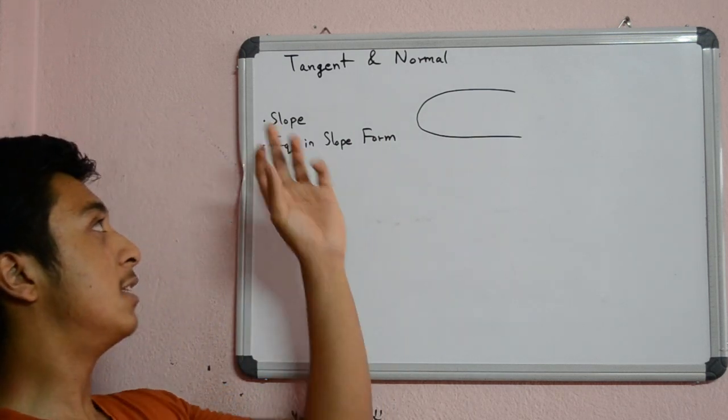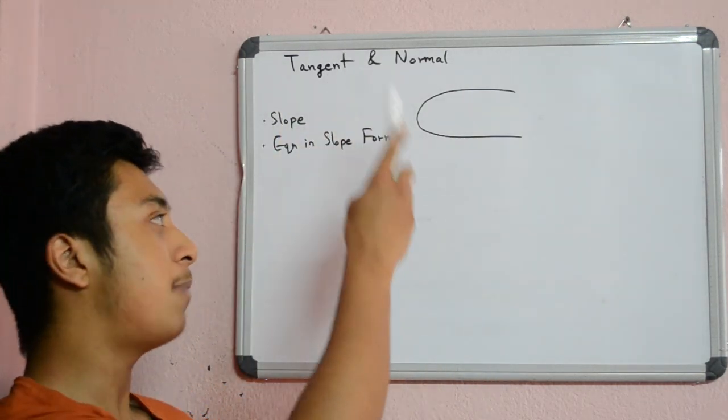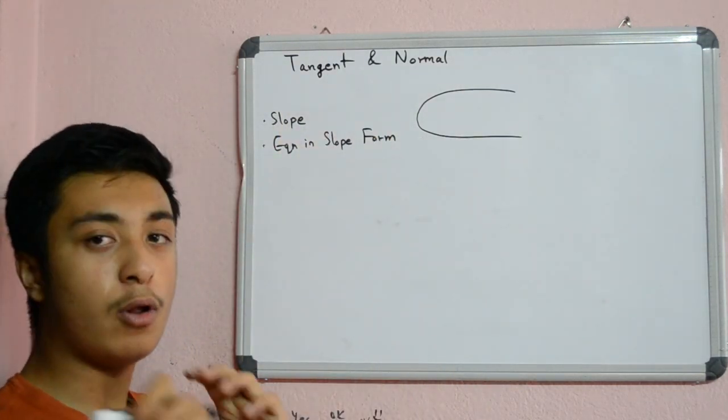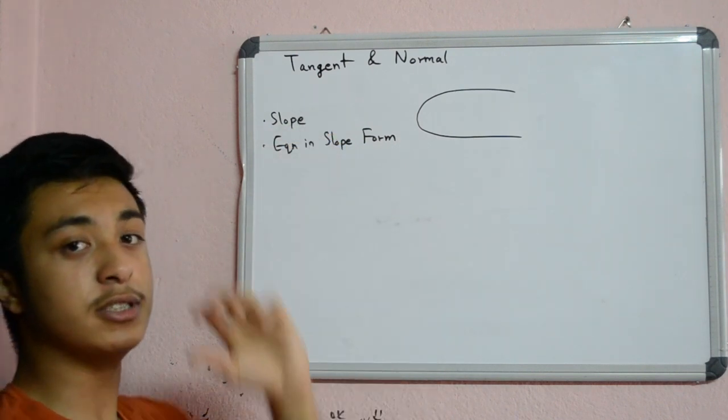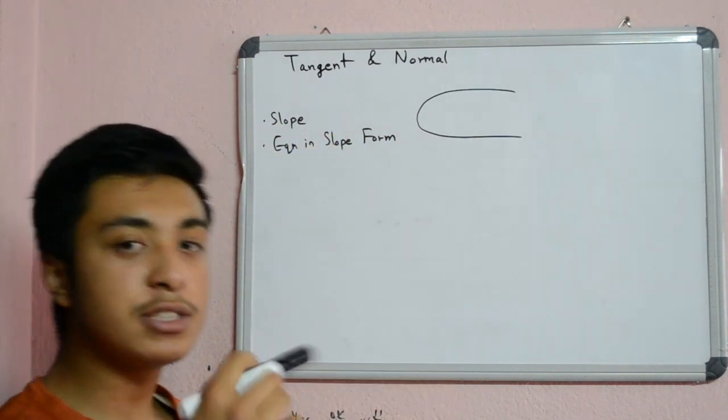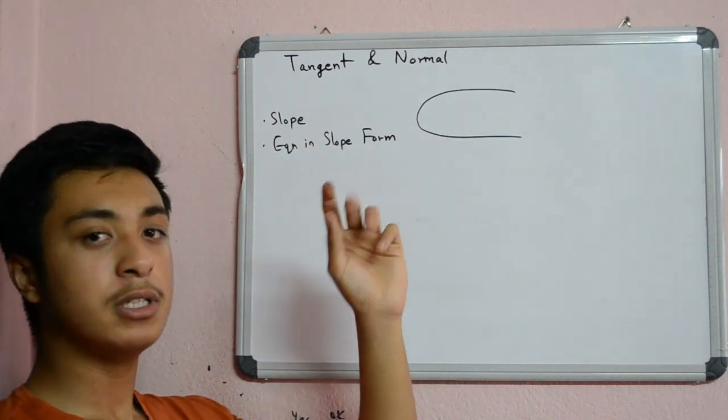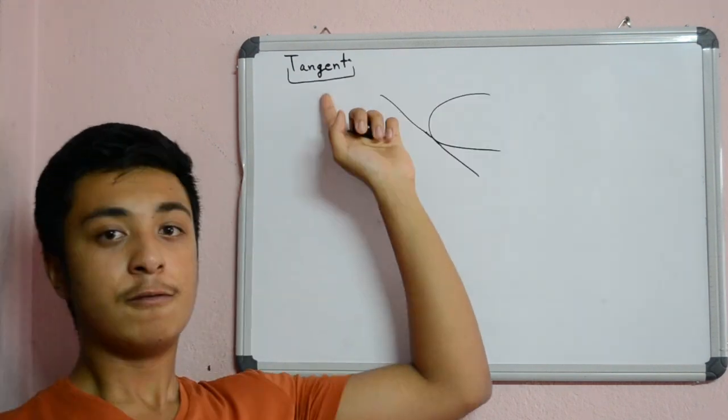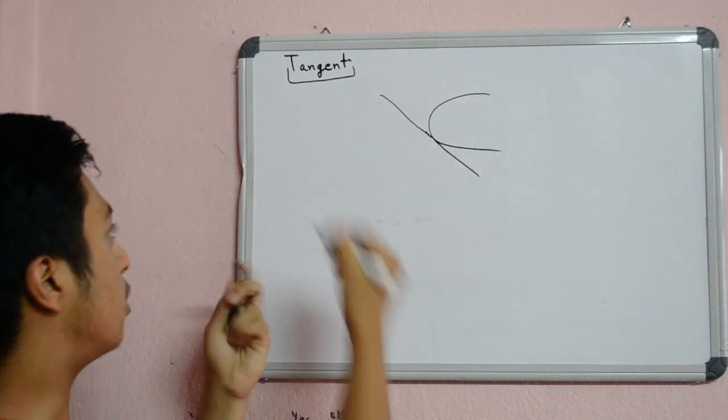Hello guys, let's find the tangent and normal to this parabola right here, and we'll also be discussing the slope, which is just the tangent, and the equation of the tangent in slope form. So let's begin with the tangent. For the tangent, this is just the slope.